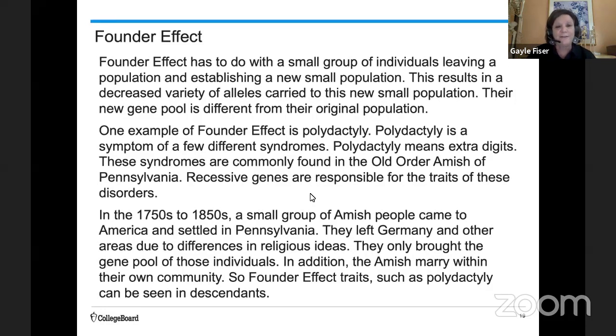In the 1750s to 1850s, a small group of Amish people came to America and settled in Pennsylvania. They left Germany and other areas due to differences in religious ideas. They only brought the gene pool of those individuals. In addition, the Amish marry within their own community. So founder effect traits such as polydactyly can be seen in descendants.